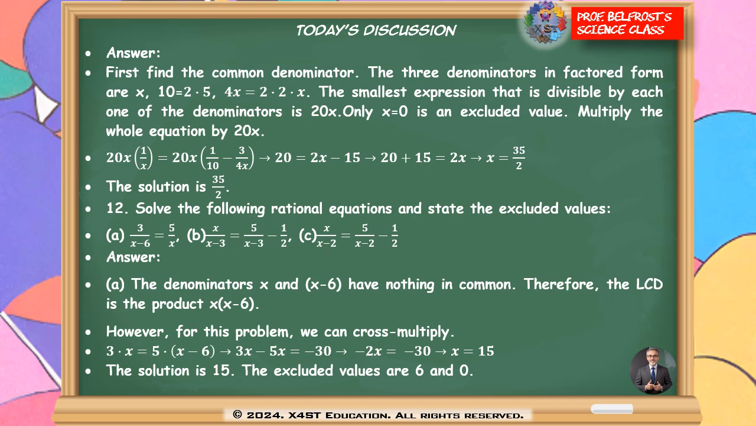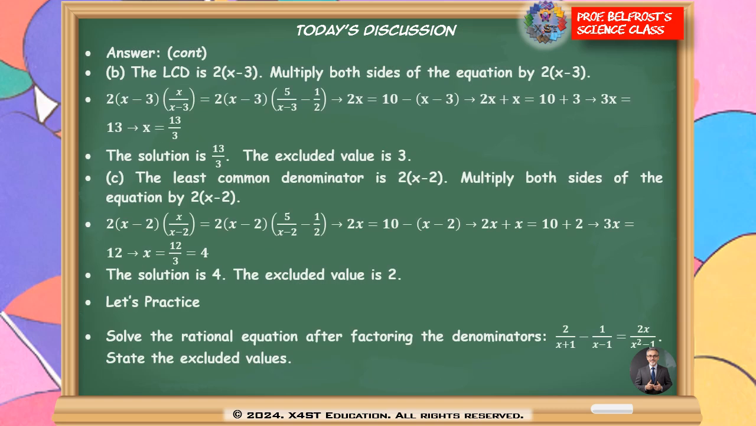For the second equation, the LCD is simply 2 times x minus 3. You can multiply both sides by 2 times x minus 3, and you will obtain that 3x equals 13 and x equals 13 over 3. The excluded value here is what makes x minus 3 equal 0, which is 3.